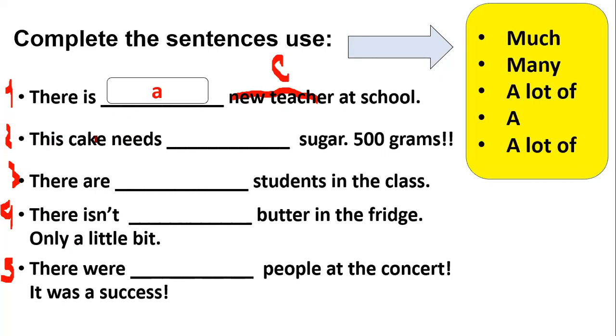And then we have this cake needs sugar. I don't want you to give me the answer, but tell me, is it countable or uncountable? Uncountable. And then we have number 3. There are students. Students, countable or uncountable? Countable. There isn't, isn't is negative, okay? Butter, is it countable or uncountable? Uncountable. And then the last one. There were people. Countable. Well, this one is actually, it can be both, but yes.